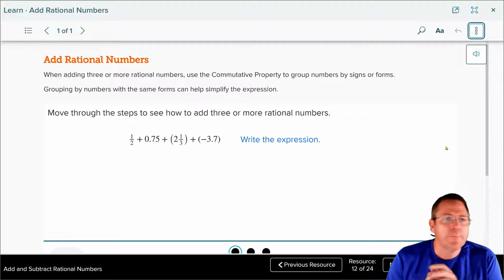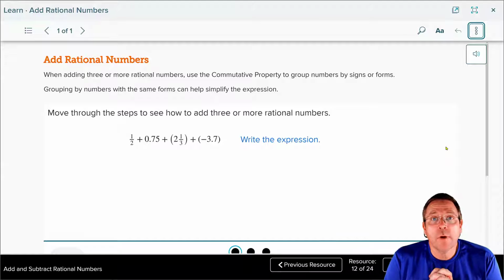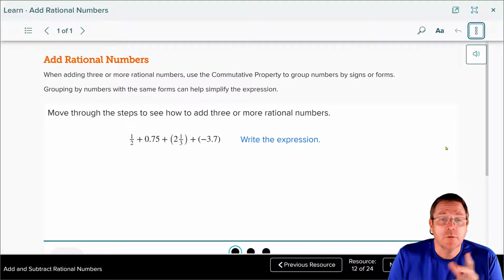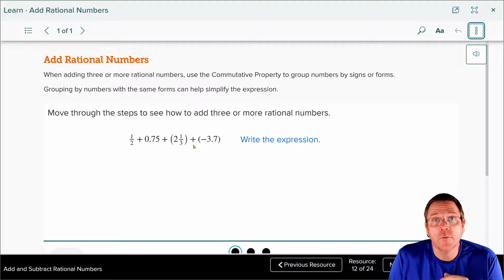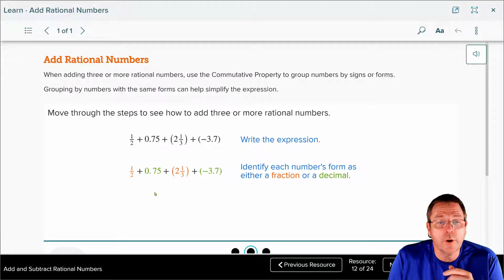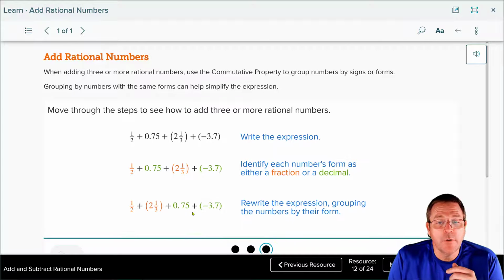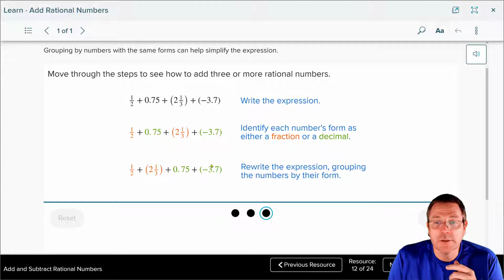Look at this, pretty. When adding 3 or more rational numbers, you can use a commutative property to group numbers by signs and forms. Grouping numbers by the same forms can help simplify the expression. So for example, you've got two numbers here that are decimals and two numbers here that are fractions and mixed numbers. So we can use our commutative property and rearrange them. The green numbers are decimals. The orange numbers are the fractions, and when you rearrange them, it's going to end up looking just like that.